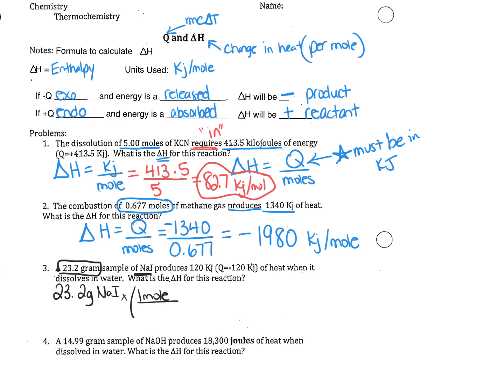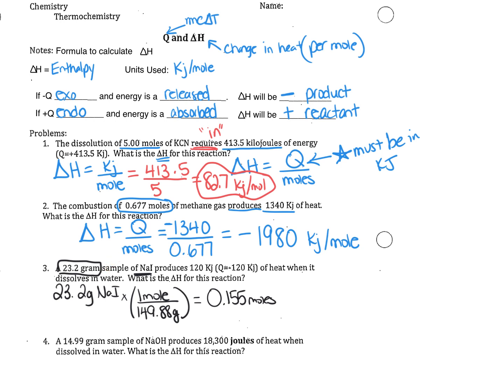So 1 mole of sodium iodide is 149.88 grams. We get that on the periodic table. We look at the mass of sodium, we add it to the mass of iodine. So that tells us that our number of moles is 0.155 moles of the material. So now we have our moles.